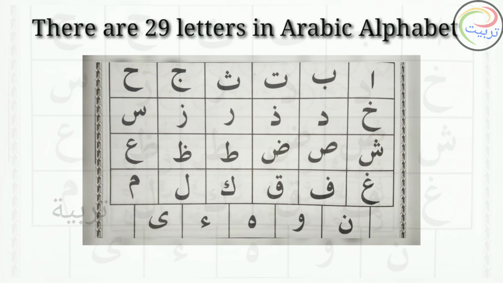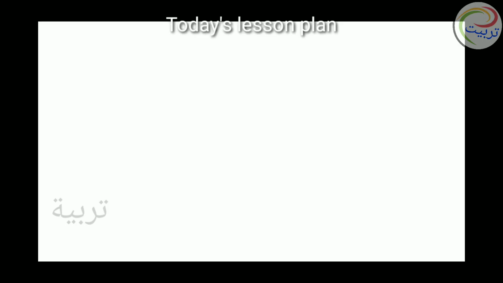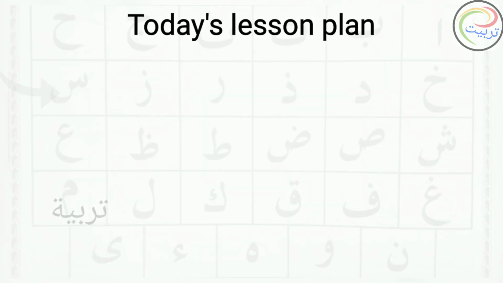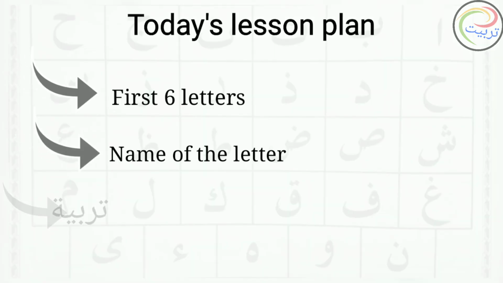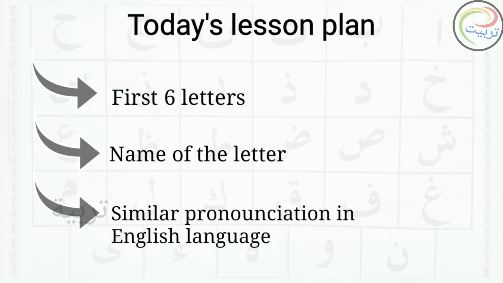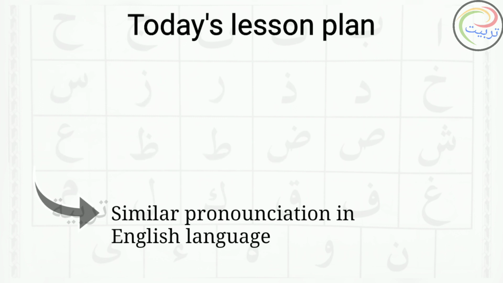Today we are going to see a very basic Arabic class. We already know that there are 29 letters in the Arabic alphabet. In this video, I'm going to cover the first 6 letters of Arabic. What are the 6 letters? The name of the letter and the similar pronunciation in the English language. Let's see what are the 6 letters.